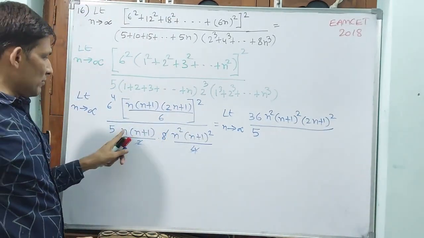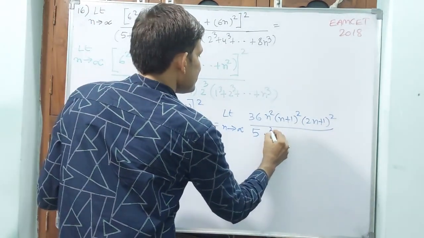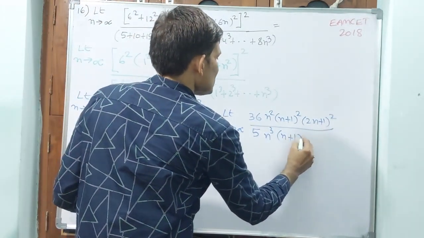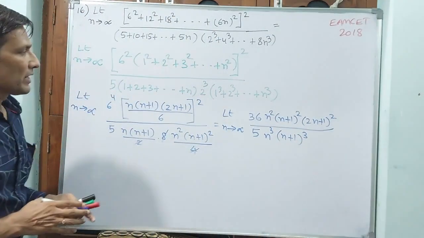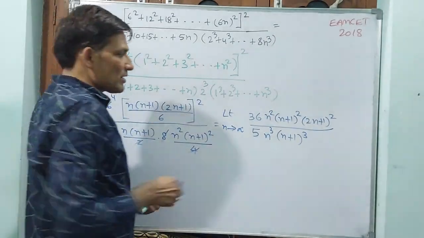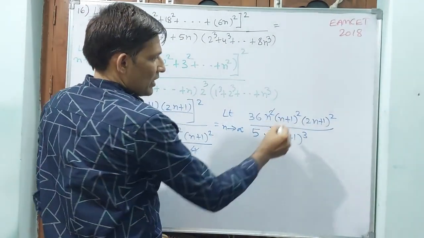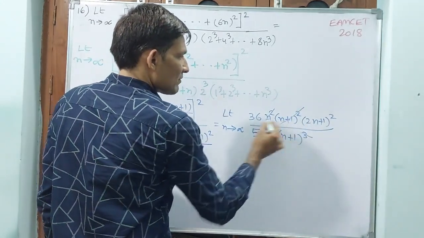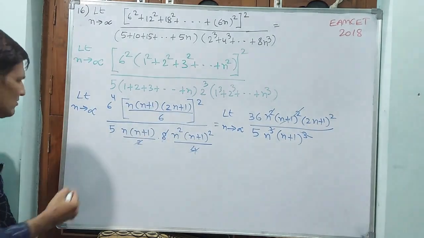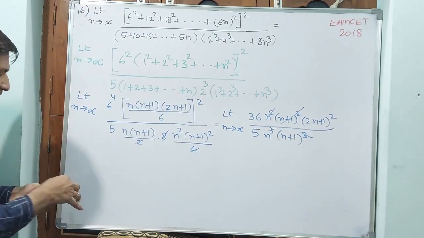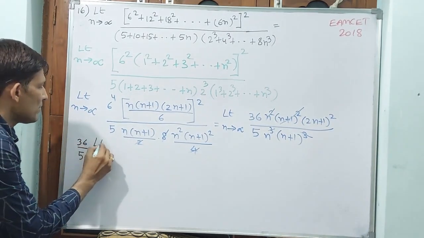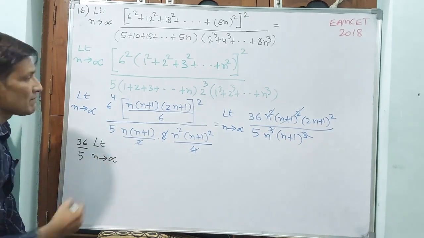See here also n cube will be there. N into n square, n cube. N plus 1 whole cube. Is it okay? Definitely okay. Now see, n square completely cancels out and here n will be there. N plus 1 square completely cancels out, here only n plus 1 will be there. If that is the condition, shall I take 36 by 5 outside? Write down then: 36 by 5, limit n tends to infinity.